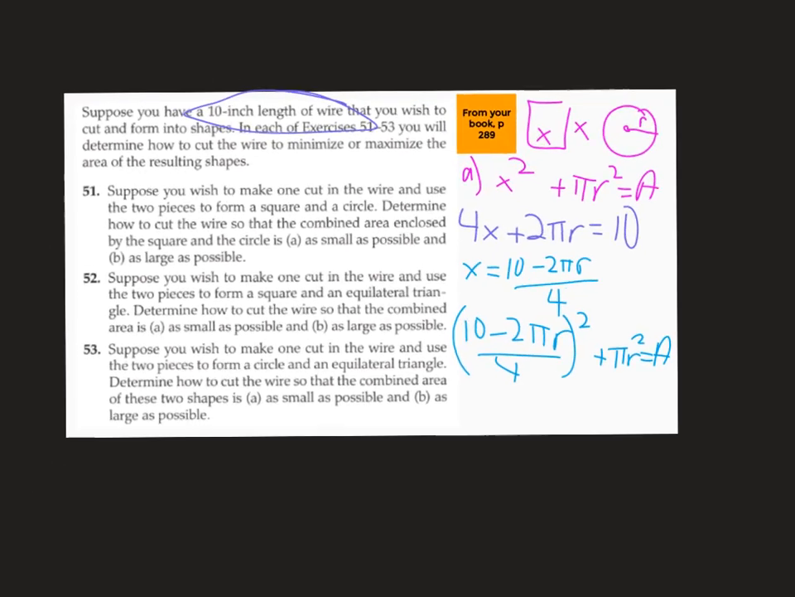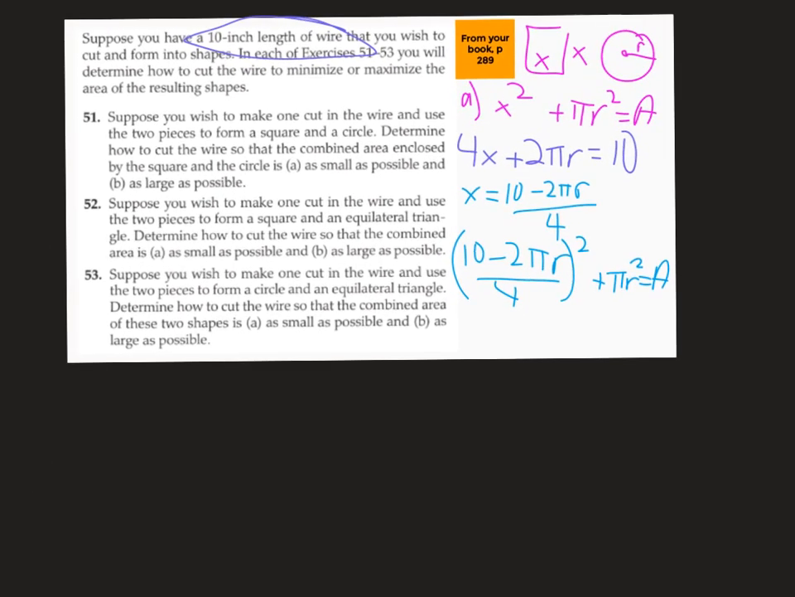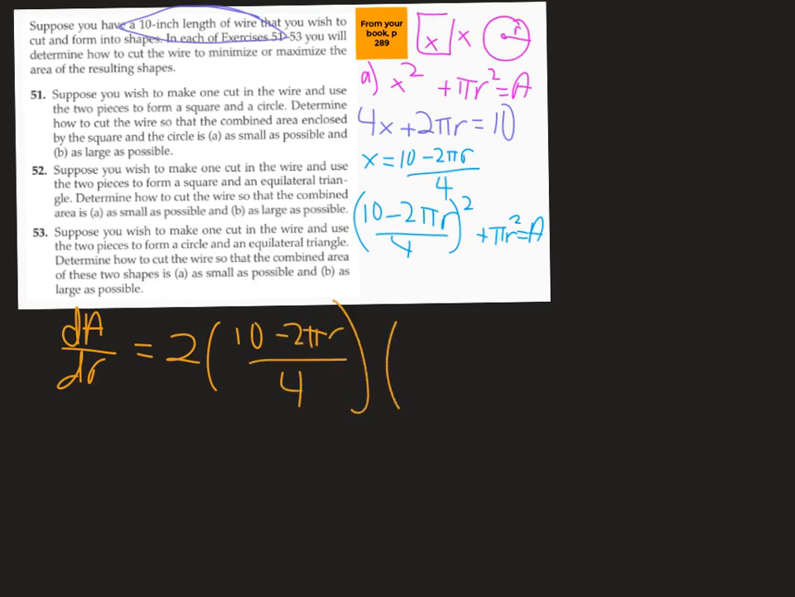So to find min-max stuff, we want to find a derivative. So our derivative in this case is known as dA/dr. So I'll do chain rule. 2, leave the inside alone, to the first, multiply by the derivative of the inside. 10 goes away. Negative 2 pi over 4, because that's the derivative of that second piece. And then 2 pi r. And we want to find out where that is equal to 0.